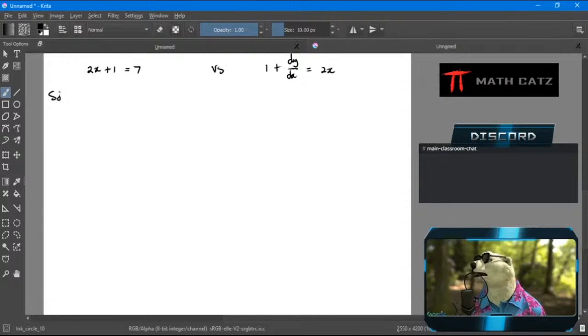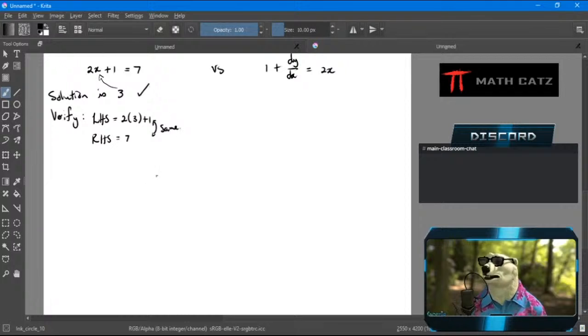If I say a solution to this equation is 3, what does that mean? How do I verify that that is in fact a solution? I'm going to calculate the left-hand side by plugging it in to x. And I'll get 2 times 3 plus 1. And then I'm going to evaluate the right-hand side, if there is something to calculate. And if these two are the same, then yes, it is a solution.